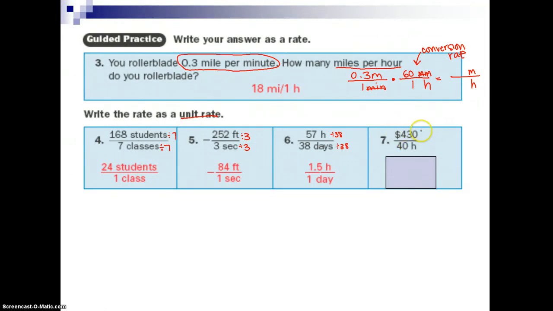Let's say you get paid $430 for 40 hours. How much do you get paid per hour? So let's divide by the denominator. And you would get paid $10.75 per hour.